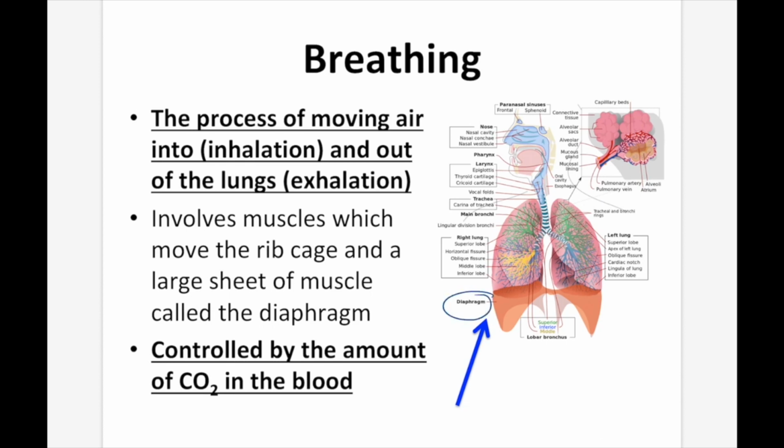There are other muscles inside the ribcage which allow the ribcage to expand, allowing more space for the lungs, allowing air to come in. Now when those muscles contract again, or when the diaphragm relaxes and goes back up, it creates less space in the lung area, forcing air out.